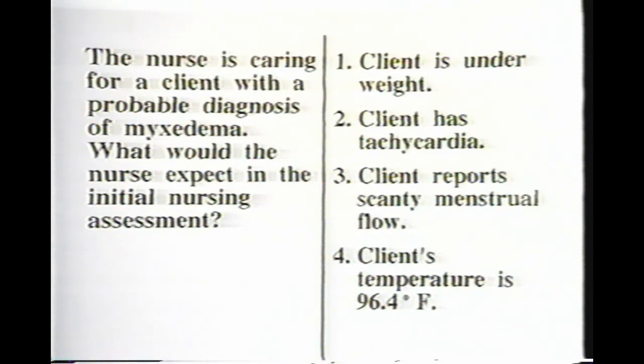So if we look at the question now, the problem is myxedema. And myxedema, remember Ms. Edema in the picture, she is hypothyroid. The only answer that relates to hypothyroidism is choice number 4, the low body temperature. The other 3 all relate to hyperthyroidism. The hypothyroid patient would be overweight, have bradycardia, and heavy menstrual flow.